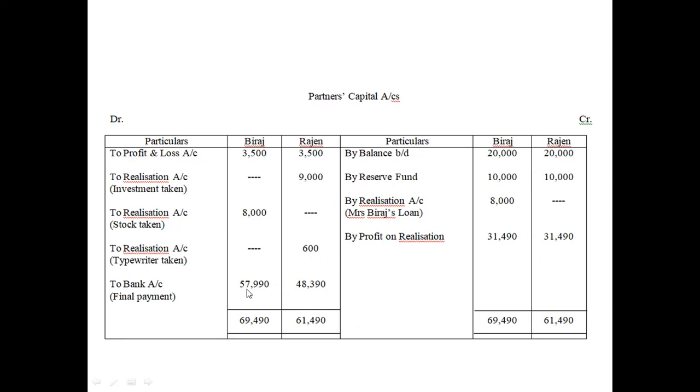After that, you will find the balance, and the balance will be the final payment to the partners, this 5799048390, to Biraj and Rajan respectively. So this is your final payment.